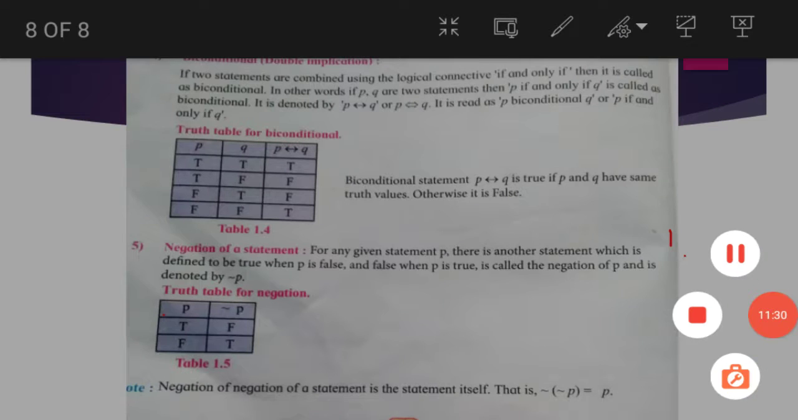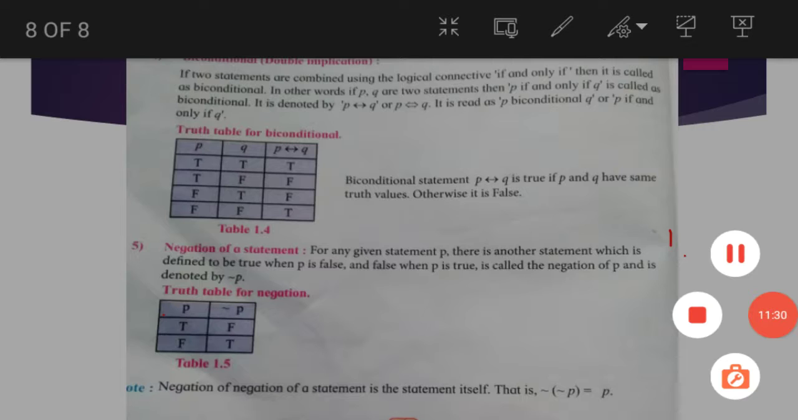Then, the negation of the negation of a statement is the statement itself. That is, ¬(¬P) is equal to P.